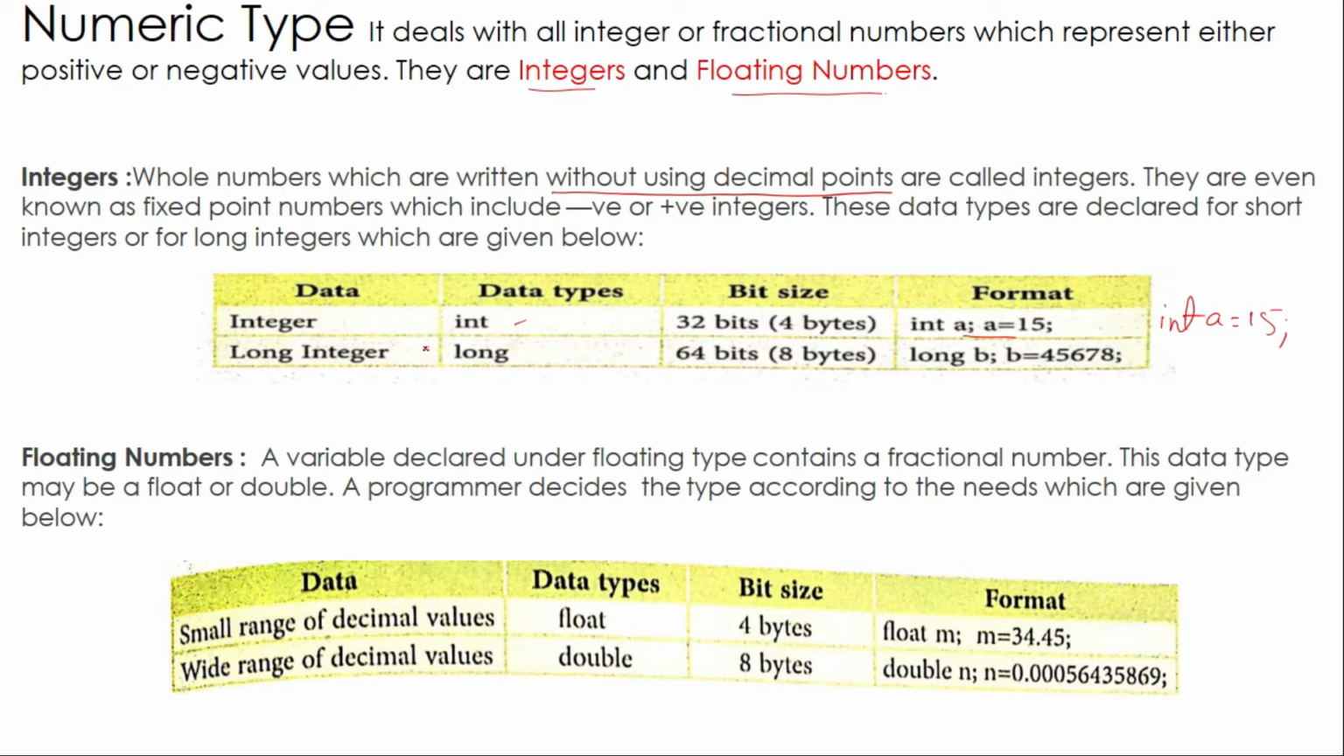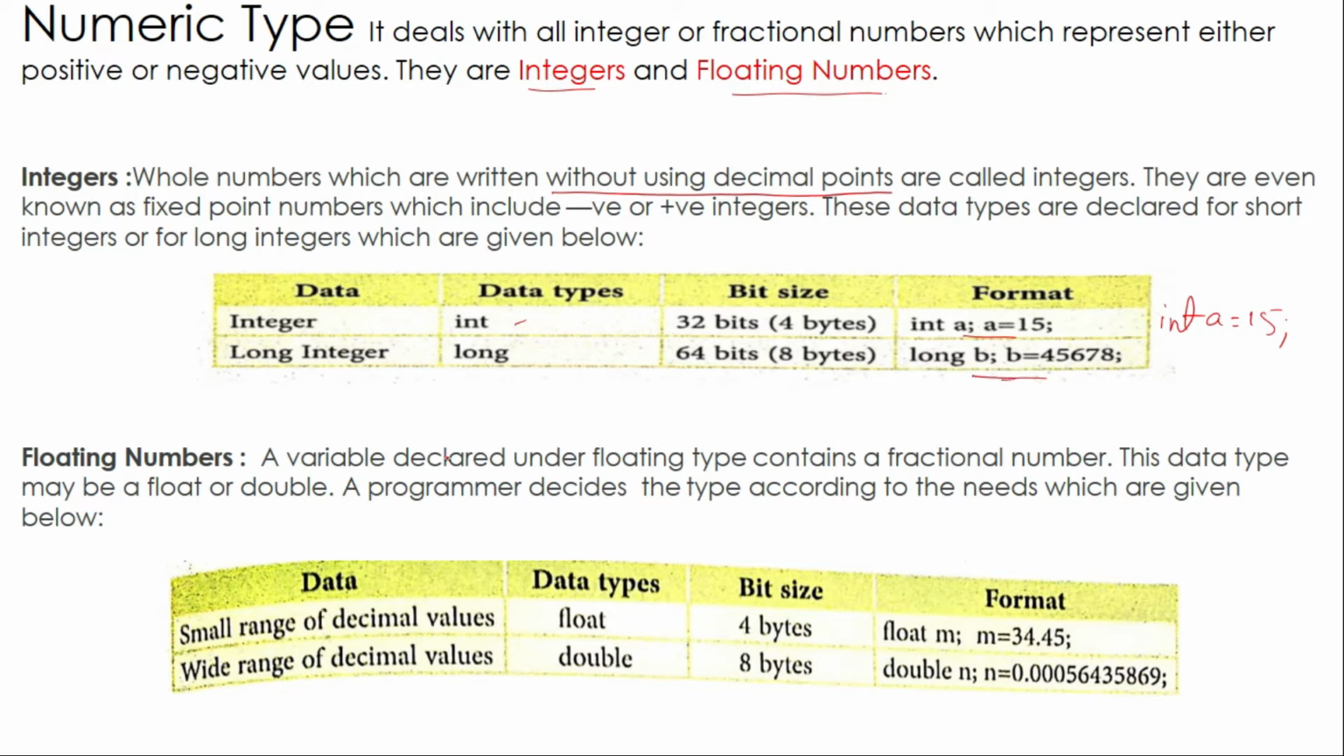And if we are storing long integer data in a variable, then the long data type we have to use. It will occupy 8 bytes or 64 bits of memory, and the format for writing this is this one.